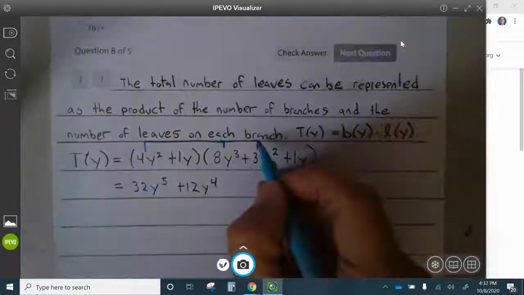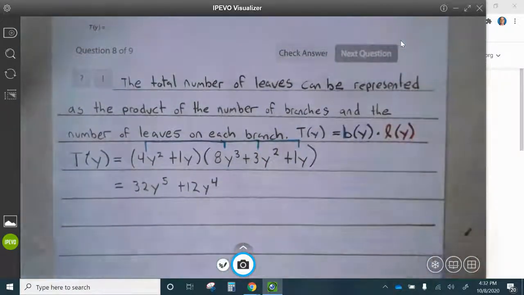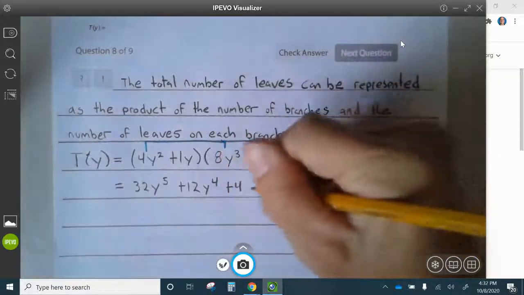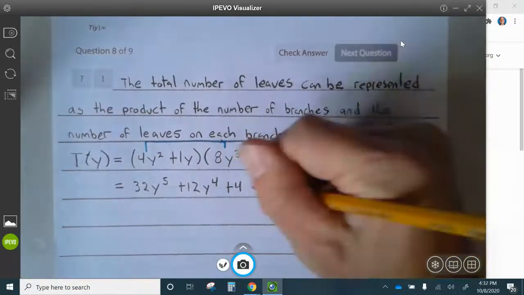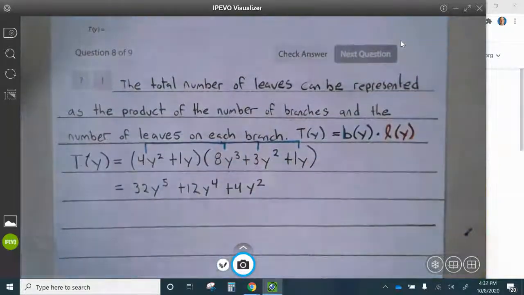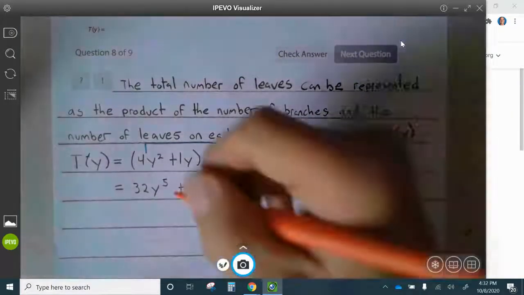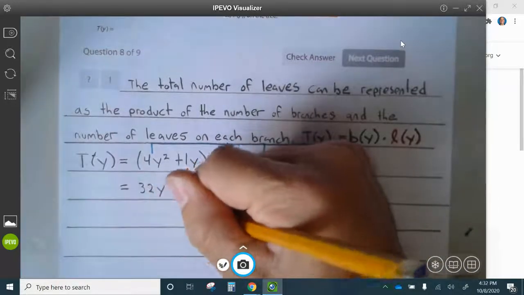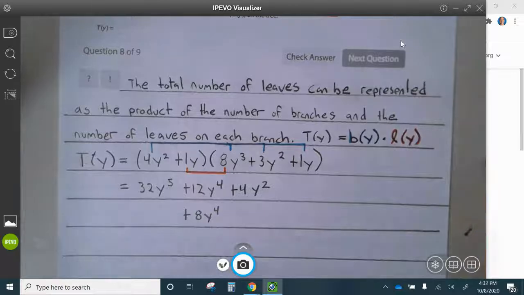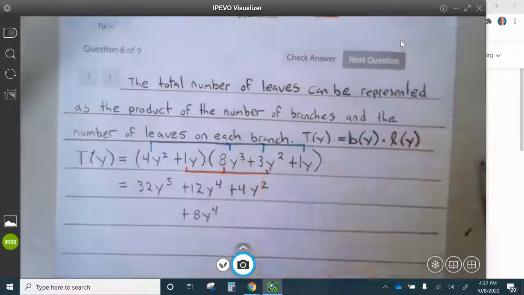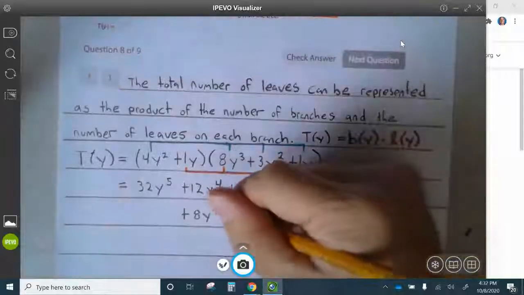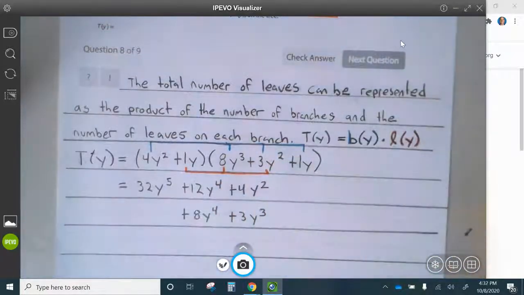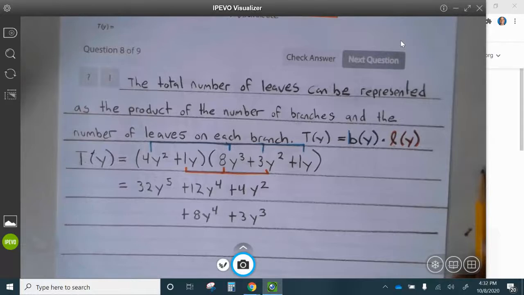Okay, now we need to multiply 1y times each term. So 1y times 8y cubed is 8y to the 4th, so plus 8y to the 4th. Then 1y times 3y squared is 3y to the 3rd. And then 1y times 1y is 1, plus 1y squared. Now this sometimes happens. To keep things lined up, we need to move the 4y squared to line up with the 1y squared.